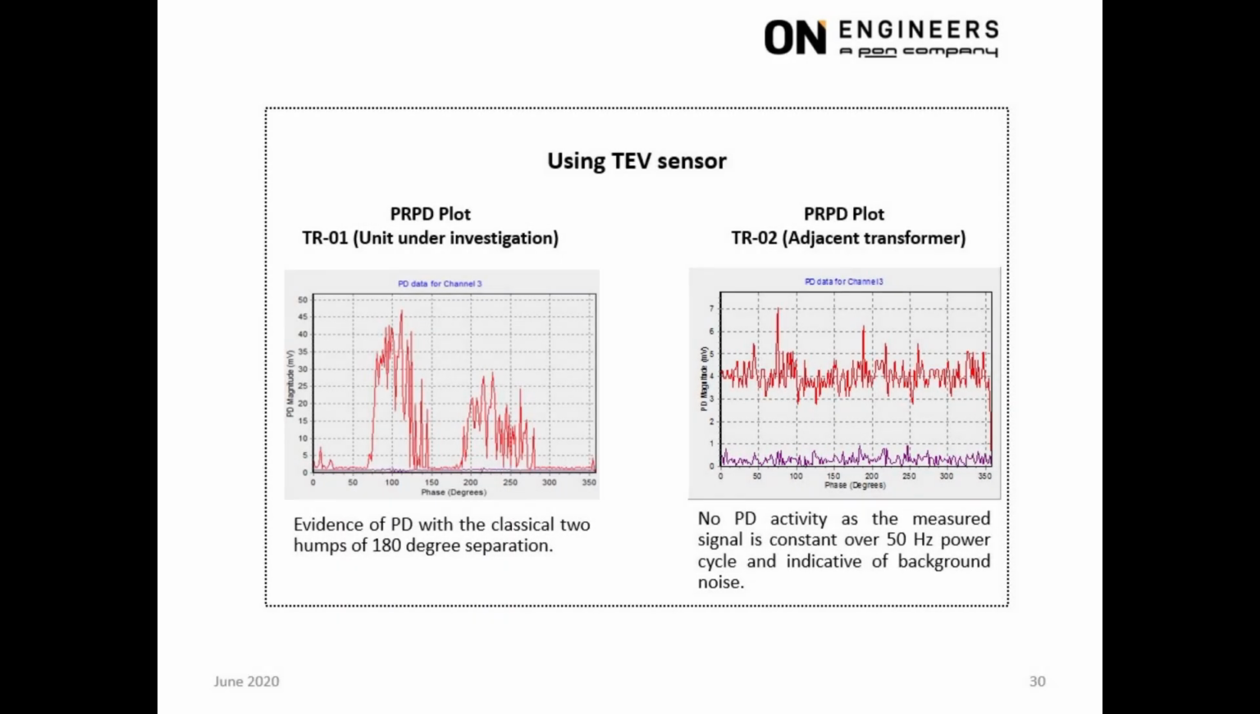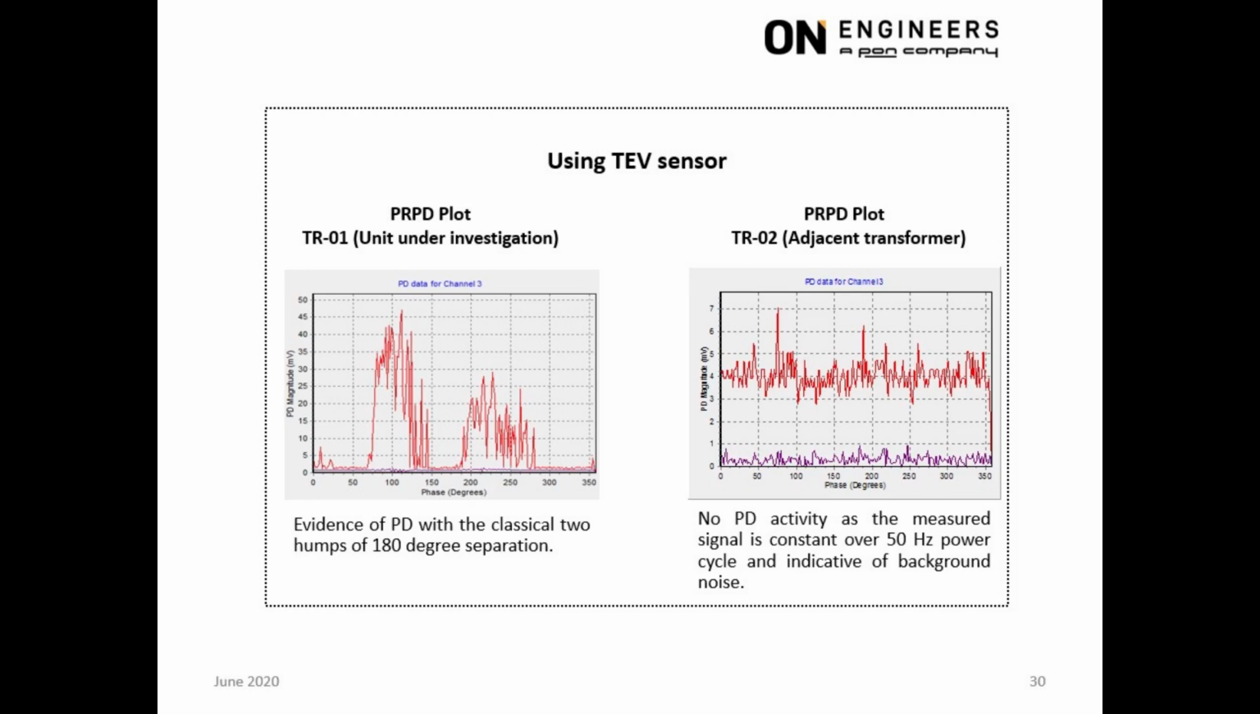This slide is the measured PD signal using TEV sensors. TEV stands for transient earth voltage. Transformer 1 has evidence of PD, and it is from the double hump characteristics of 180 degree separation and spread across the 50 Hz voltage cycle.